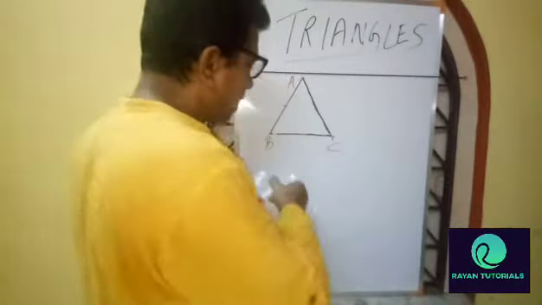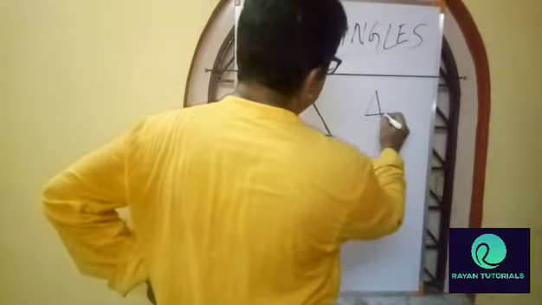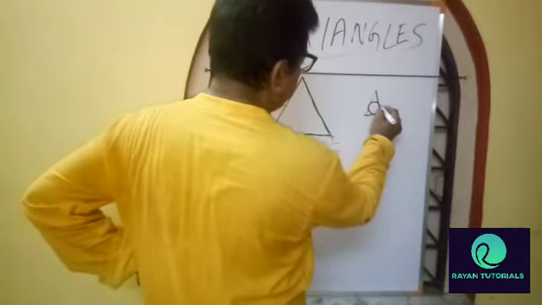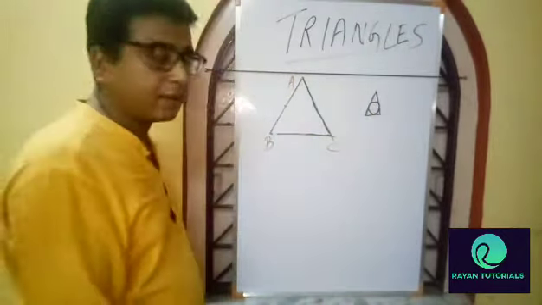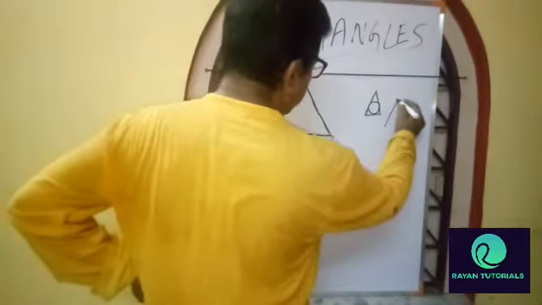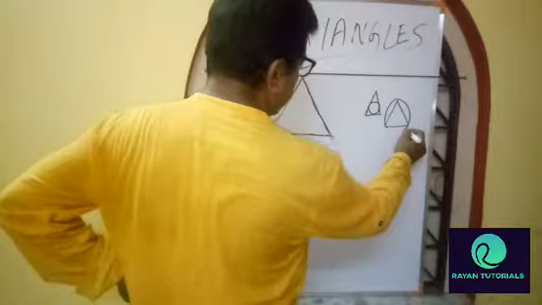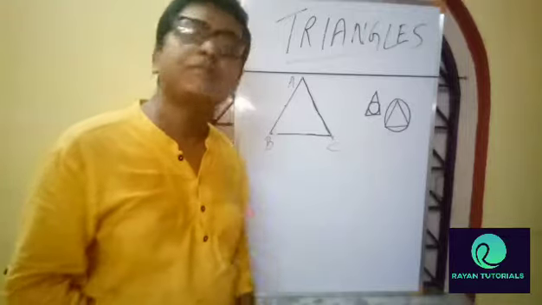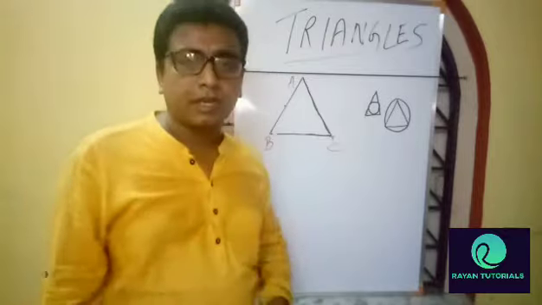Incircle means, suppose here is a triangle. Incircle means a circle inside a triangle. This is called incircle. And circumcircle, suppose here is a triangle. The triangle is inside the circle. That is called circumcircle. This is incircle. This is circumcircle.